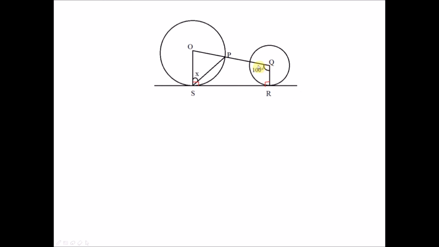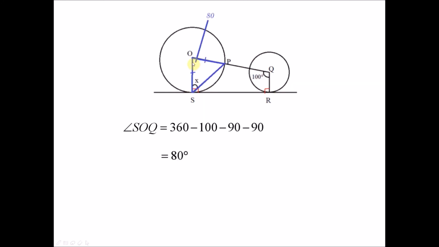So now, if we know that this is 100, this is 90, this is 90, we can find the value of this angle because the total interior angle for a quadrilateral, four-sided polygon is 360. So 360 minus 100 minus 90, you get this. Meaning that SOP here, this part here is 80 degrees.